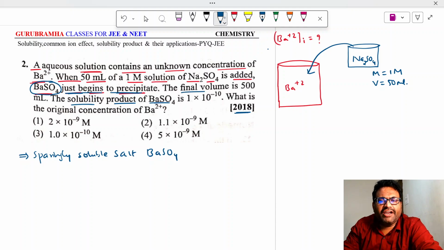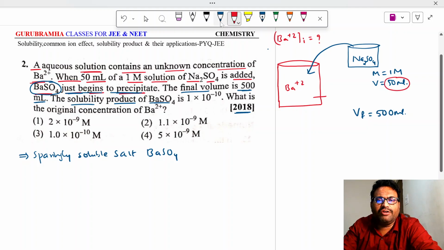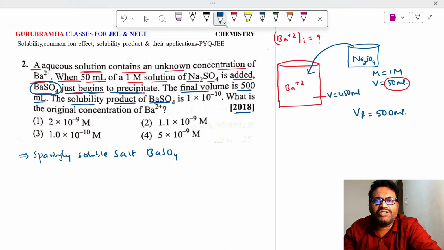Okay, the final volume is 500 ml. After mixing these two, the final volume is equal to 500 ml. That means you are mixing 50 ml, so the volume of this will be 450 ml. Initially, Ba+2 is present in a solution whose volume is equal to 450 ml. How did you obtain it? By adding this 50 ml, the final volume has become 500 ml. So this must be 450 ml.